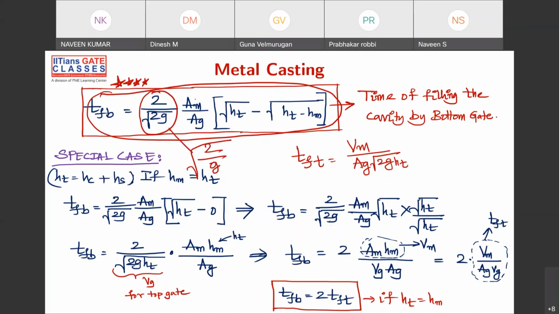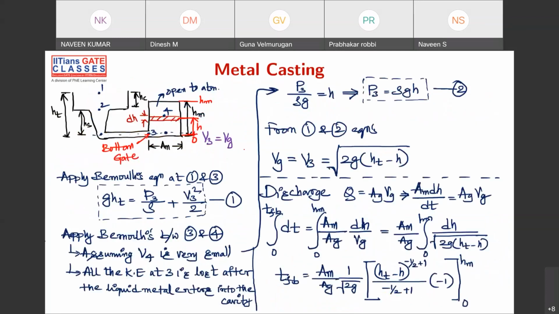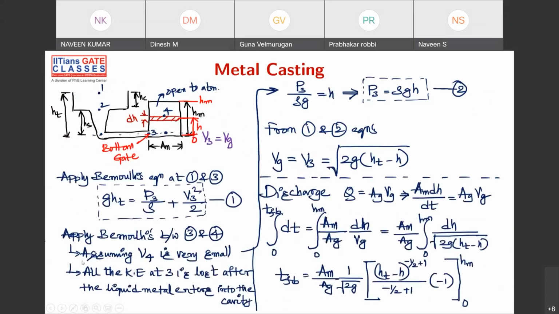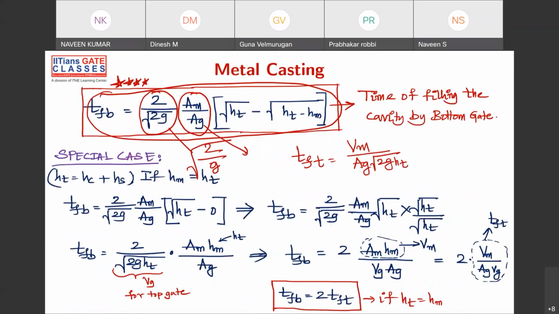So this AM by AG is the area of the mold, the cross section of the mold, divided by the area of the ingate. Now what is the area of the ingate? The area of ingate is this. Initially this was the area of the ingate for top gating. For bottom gating, this will be the area of the ingate. Okay, fine. Next is under root HT.